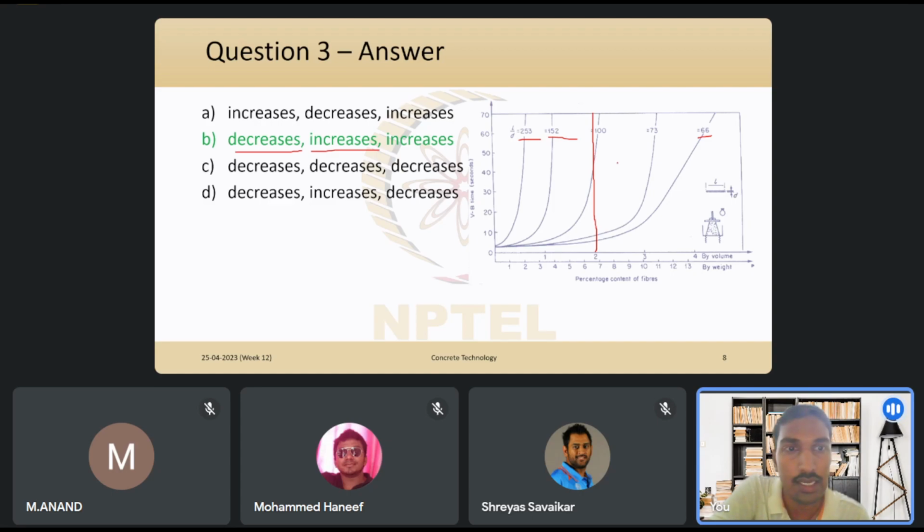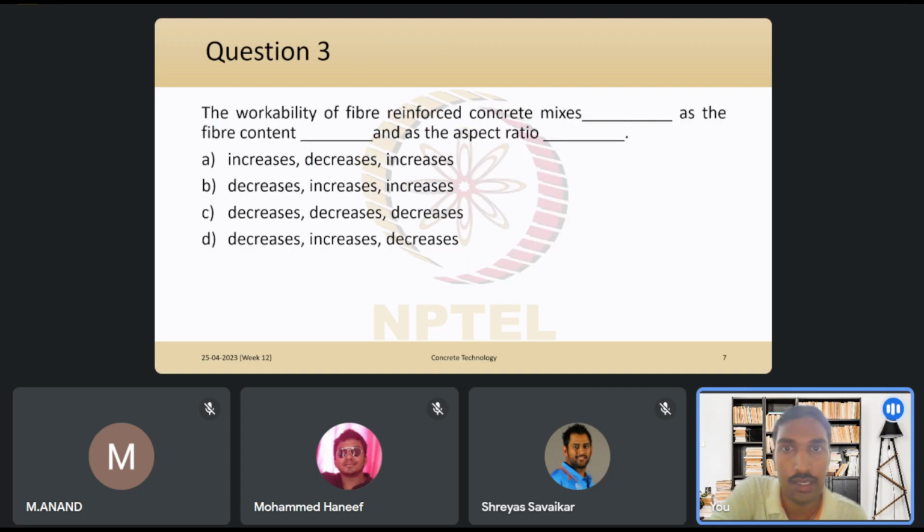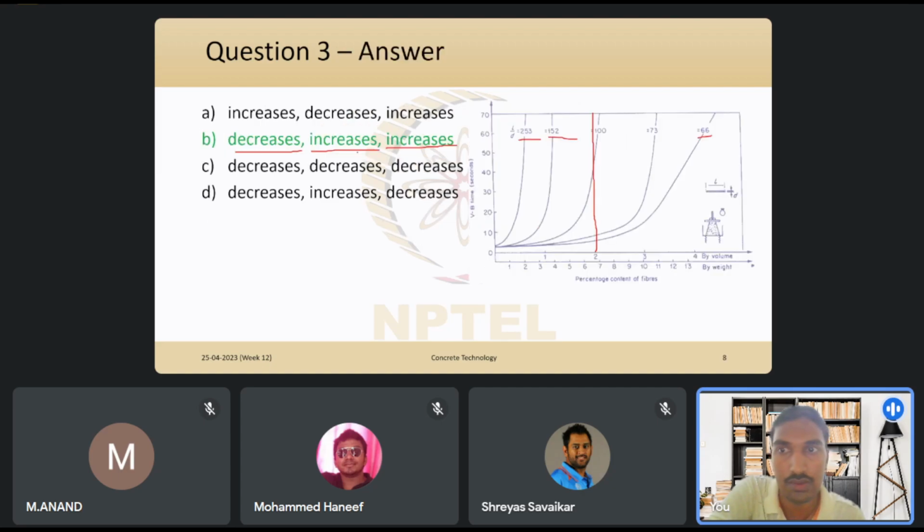So it means that a higher aspect ratio will give you lesser workability, right? Therefore, this third part is also correct: the workability will decrease when your aspect ratio increases. So the workability of the fiber reinforced concrete mix will be decreasing when the fiber content increases and the aspect ratio also increases. So that is the right option.